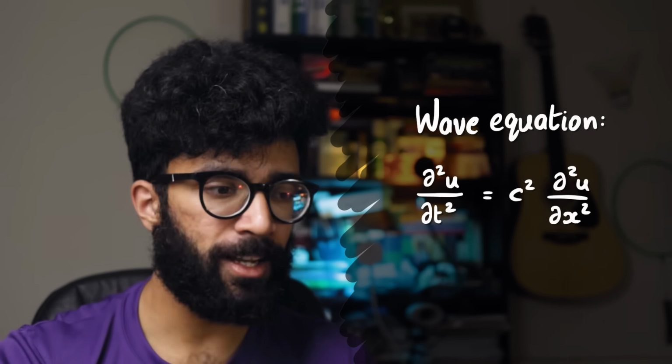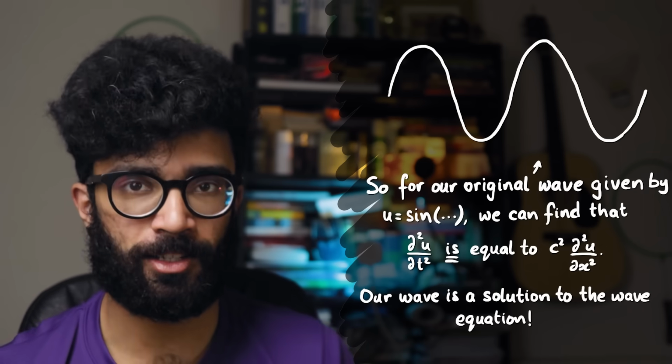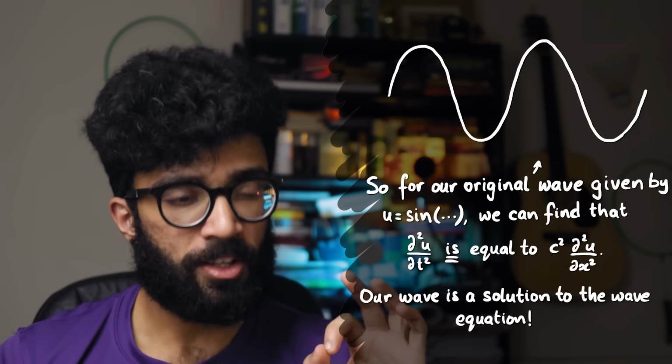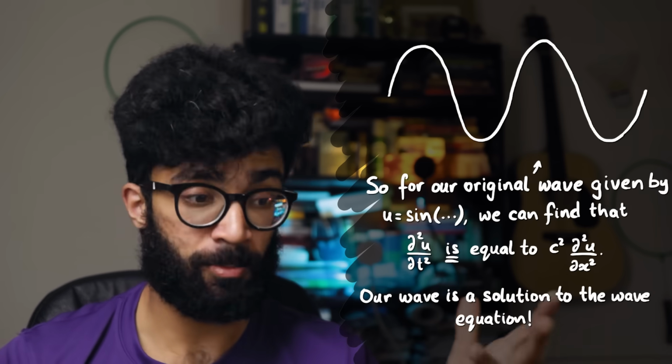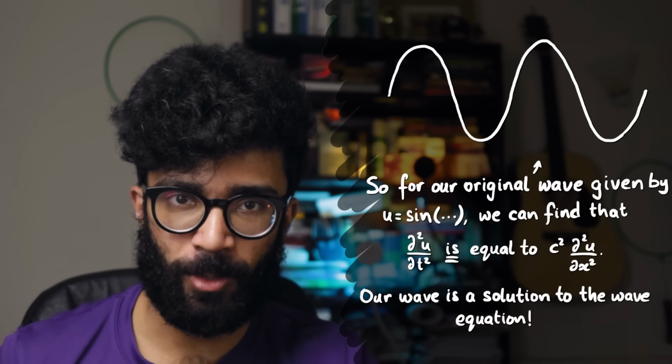In other words, what we're finding here is that a sinusoidal wave is a possible solution to our wave equation. Another way to think about this is that a sinusoidal wave moving at a very specific speed through space, the speed being c, is a solution to the wave equation. It obeys the wave equation.